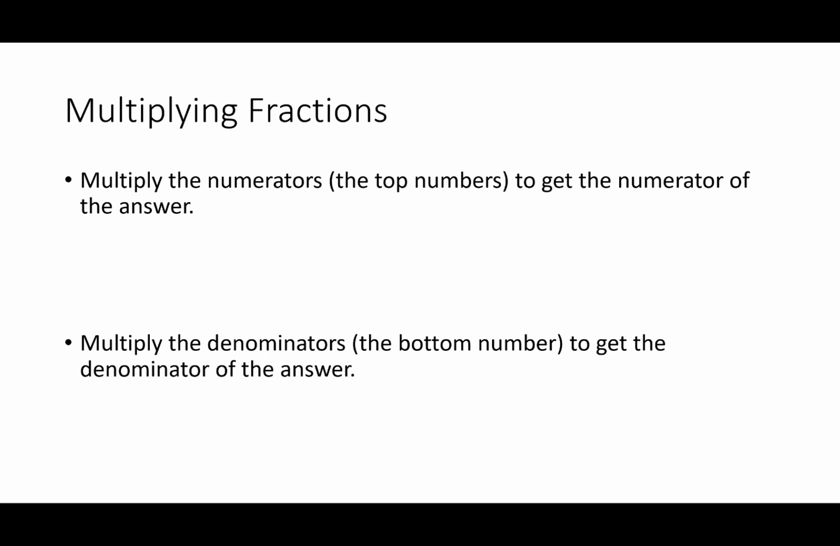So how do we multiply fractions together? It's actually quite easy. There are only two steps. The first step is to multiply the numerators. Now remember, a numerator is the top number in a fraction. For example, 1 over 2. This one will be the numerator.